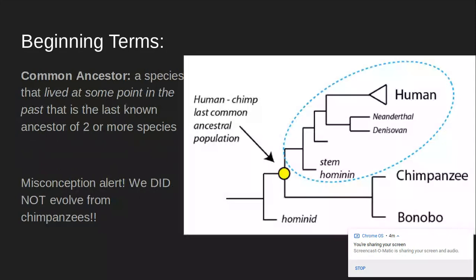So this brings about a big misconception that's aligned with evolution. Many people think that we evolved from chimpanzees, when really we share a common ancestor with chimpanzees.